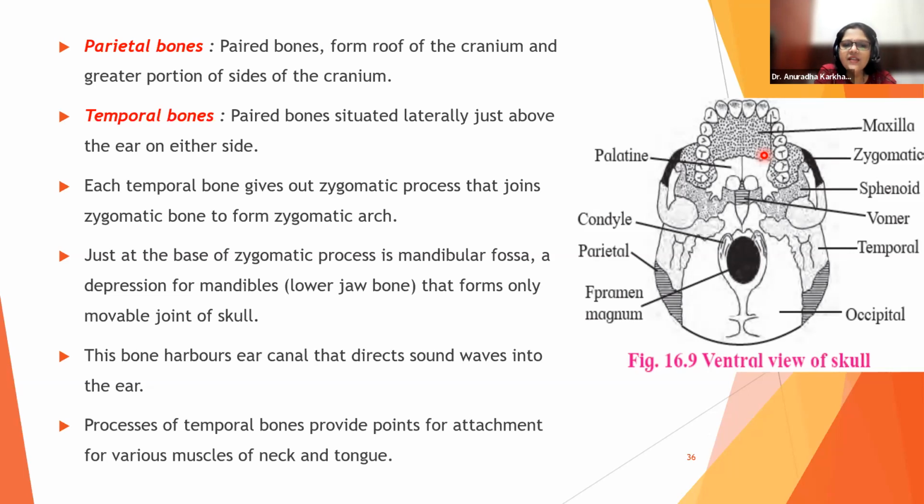Just at the base of the zygomatic processes is the mandibular fossa. Fossa means socket. Okay, a depression for the mandible that forms the only movable joint. So in these zygomatic processes, towards the lower side here, there is a fossa, a depression, a connecting region to which the mandible will be attached, because of which we can move our jaw.